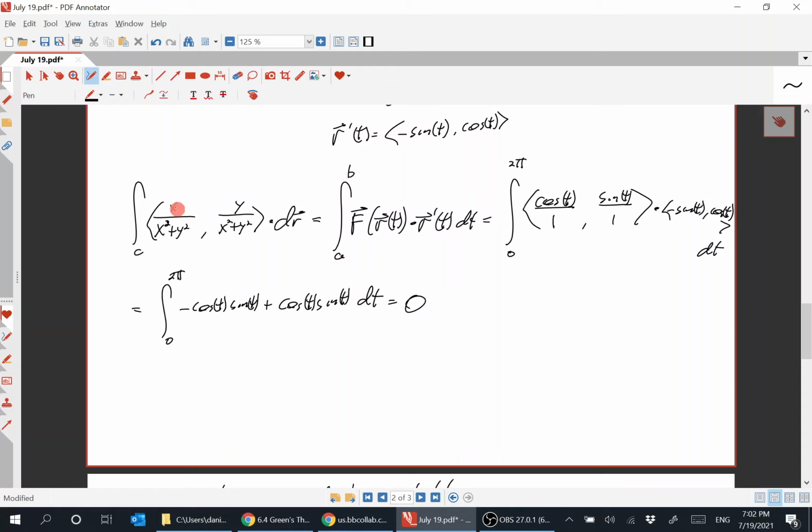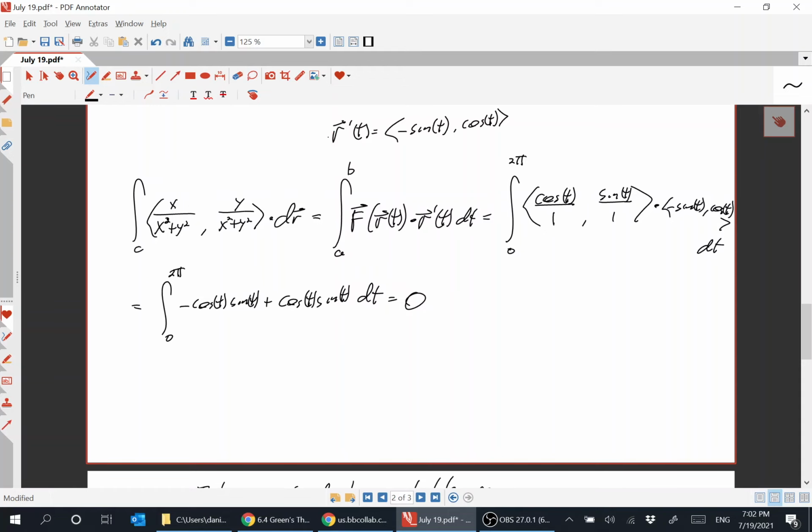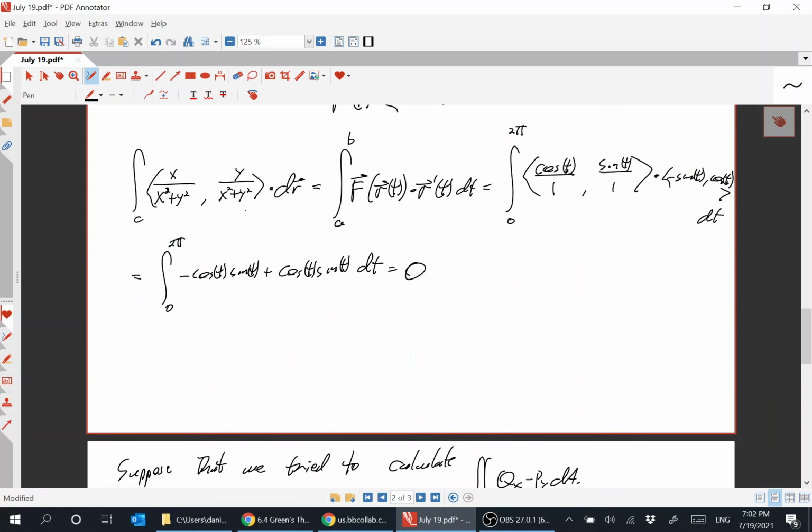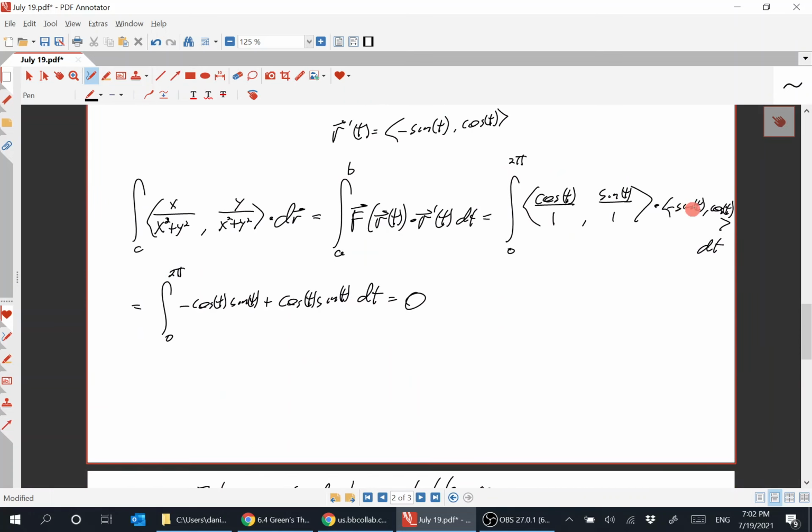If there was a y here and an x there, well, negative y here and x there, then you would get not a 0 here, but sine squared plus cosine squared, you'd get 1, in which case the integral would be 2 pi.